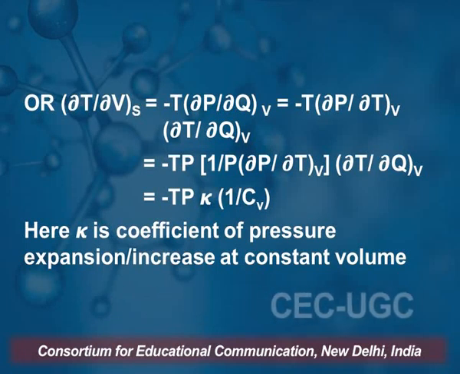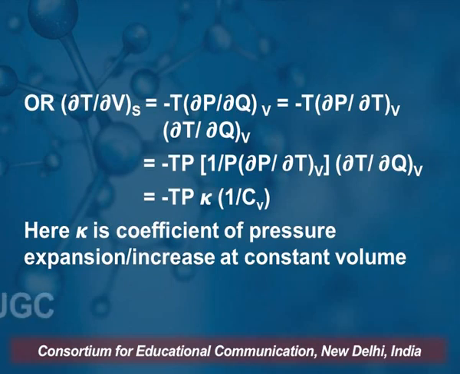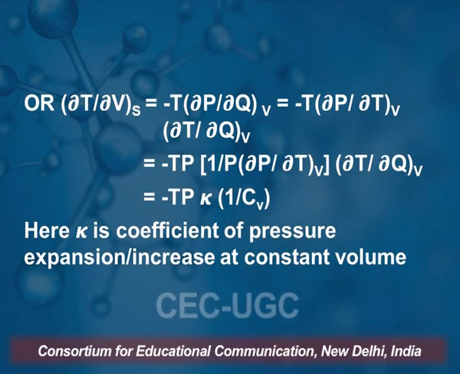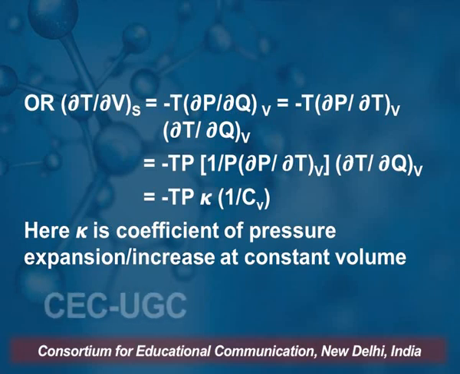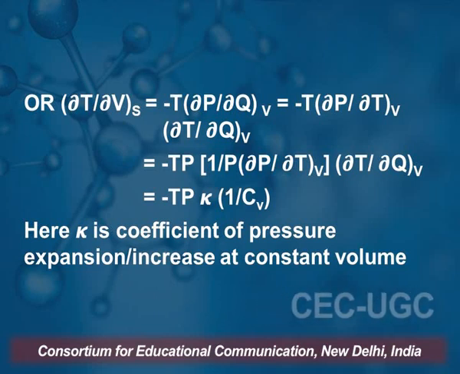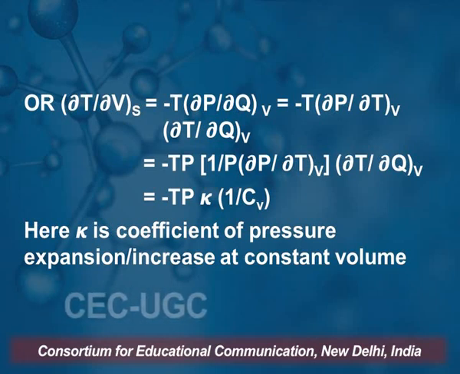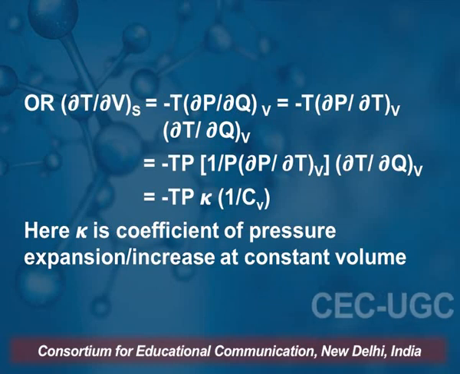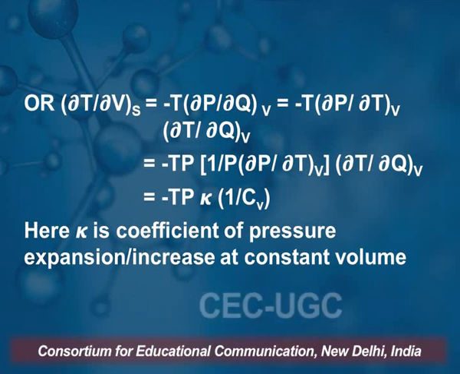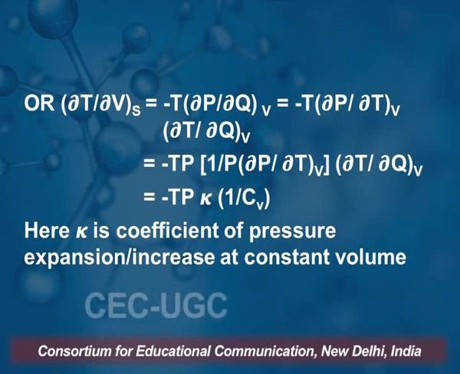Thus, we can write (∂T/∂V) at constant S is equal to minus T (∂P/∂Q) at constant V, which will give me minus T (∂P/∂T) at constant V into (∂T/∂Q) at constant V. So, rearranging the terms, I get minus T P into (1/P), here I have multiplied and divided by P, (∂P/∂T) at constant V into (∂T/∂Q) at constant V.